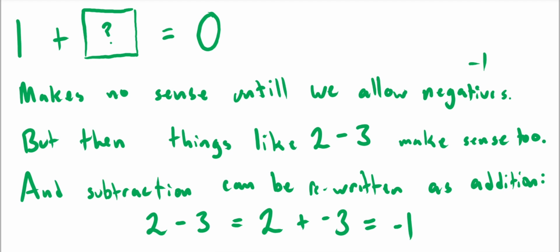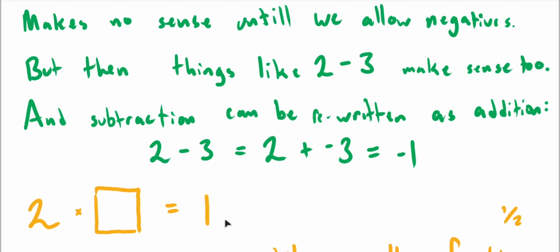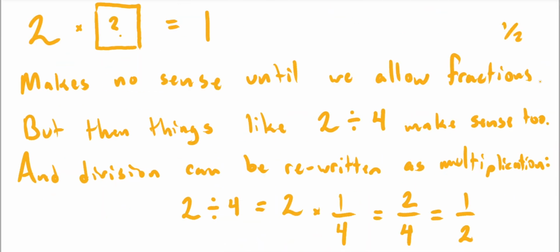instead of just limiting ourselves to subtraction. Likewise with multiplication, we might want a way to get back from some number times some other number to the multiplicative identity of 1. And in this case, what would go here? Well, no number would make sense there if we only limited ourselves to whole numbers. But once we allow fractions to exist, then not only can we solve this equation with 1/2, but things like 2 divided by 4 or a smaller number divided by a bigger number also make sense as well.